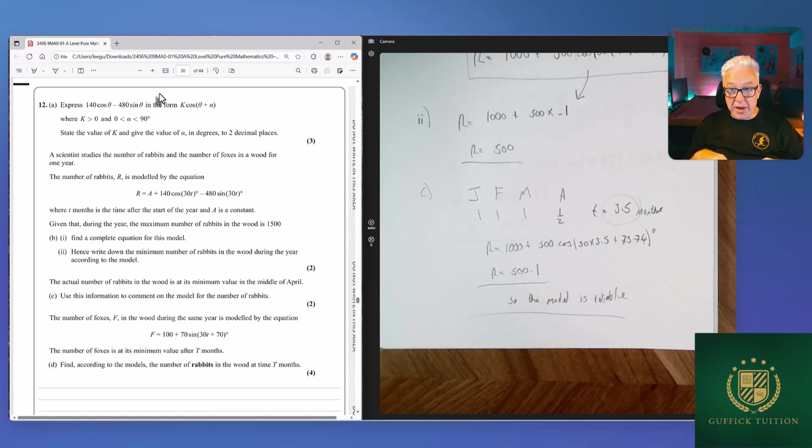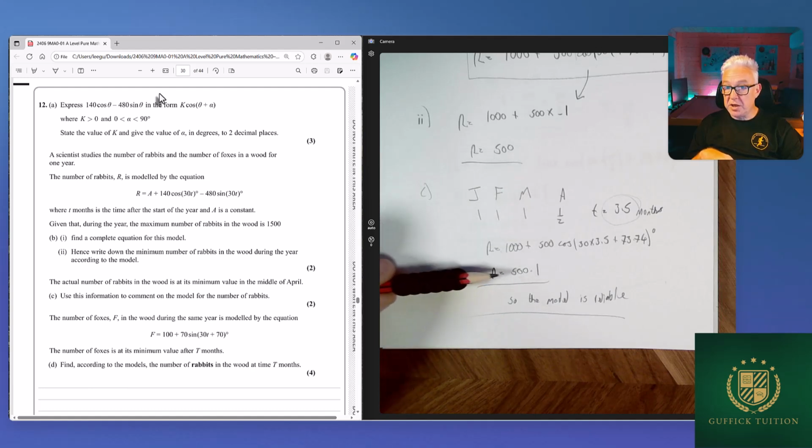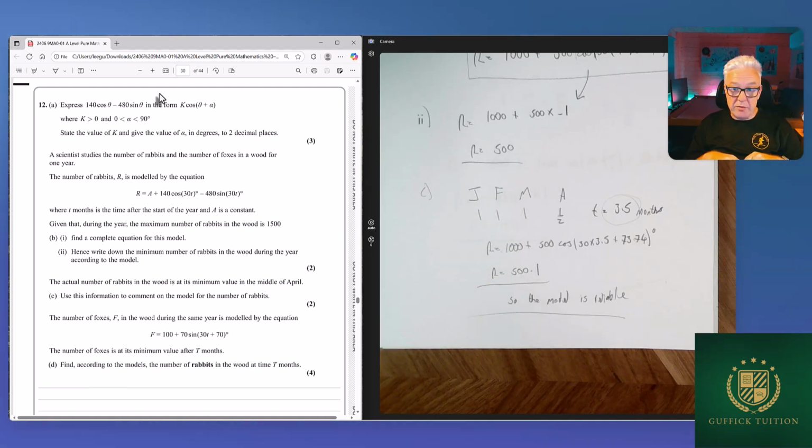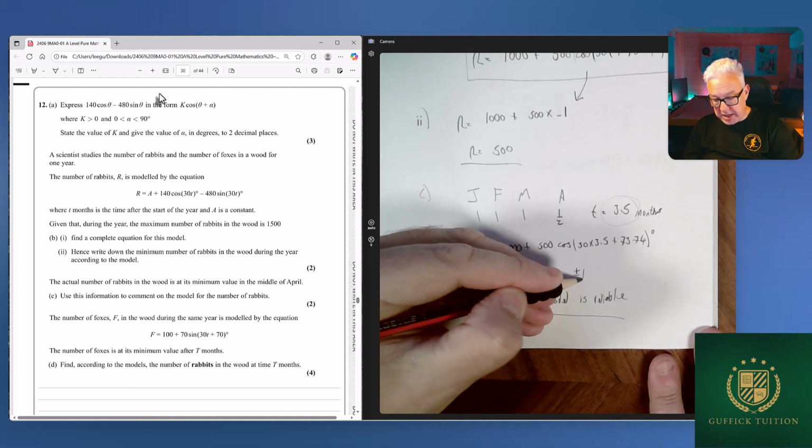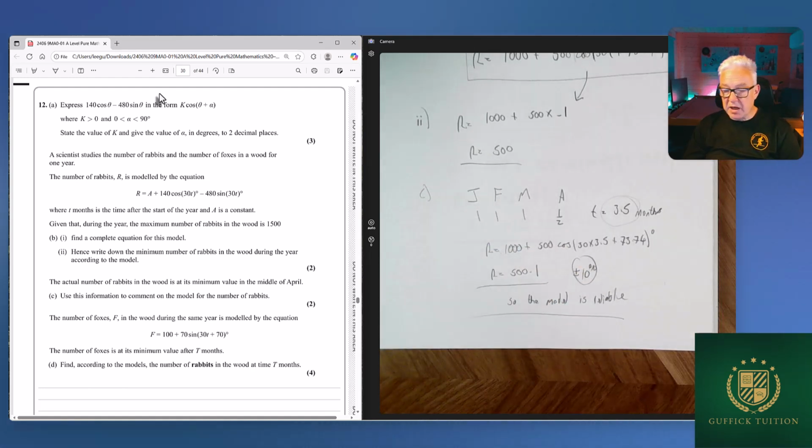Now actually, that is super close to the actual minimum number of rabbits. So this model is predicting what's going on really, really well. We can say that this is a suitable model, a reliable model. Often students ask me how accurate it has to be in order to say that it's okay. When I was marking a paper this year for Edexcel, the tolerance was plus or minus 10%. If it's within 10% of the actual value, then you would say that it's a good model.